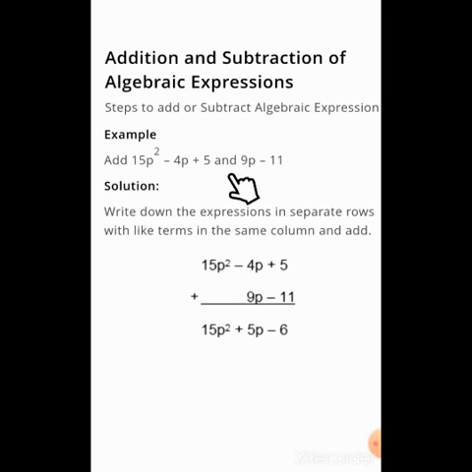In the second expression there is no p square. Here 9p and here 4p, so we have to put them in the same column. First of all we write 15p square minus 4p plus 5. In the second expression 9p is given, so we put it in the p column. Below that, minus 4p, 9p, and below plus 5 we put minus 11, because these both are constants.